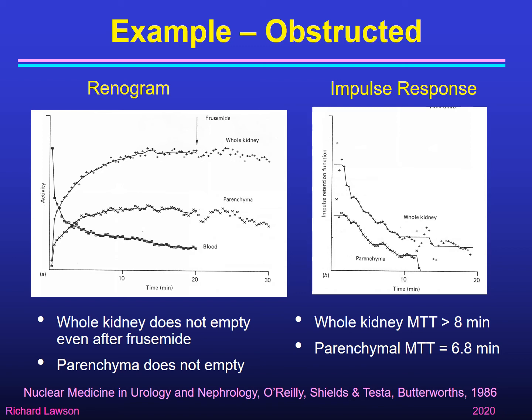But once again, if we just look at the raw curve from the parenchyma, we can see that that doesn't empty before frusemide. So we have another way of looking at that, saying that the whole kidney curve failed to empty after frusemide. The whole kidney transit time is long and the parenchymal transit time is long, but not only that, the parenchyma failed to empty, so we can look at that as another way of looking at whether the system is obstructed or not.